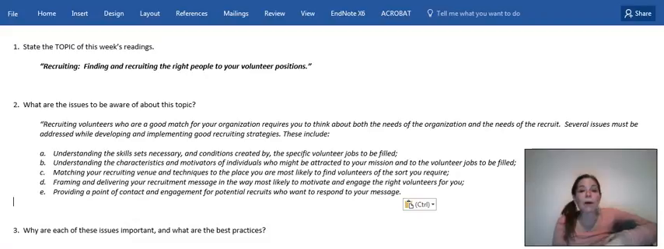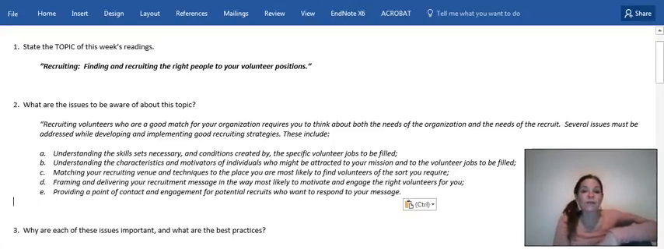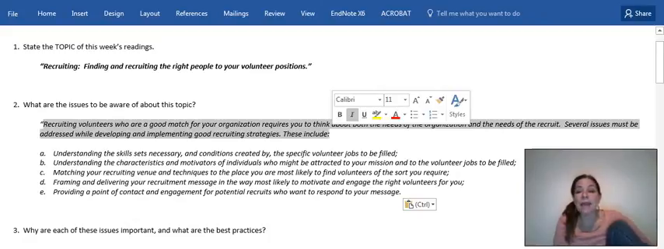You have to think about a good match, a match between what the recruit wants and what the organization needs. If those things overlap, you've got a good recruit. All right, so that's this sentence right here that I basically said. This seems to be the main thing that I got, if I had to come up with one overriding idea, what I got out of the chapter. That's it.